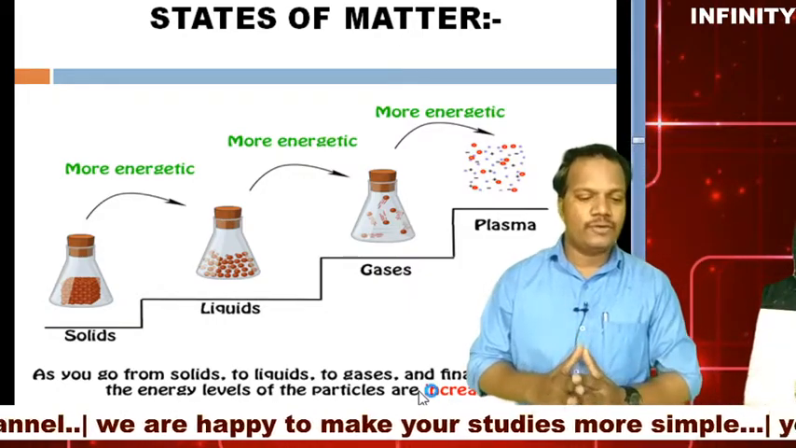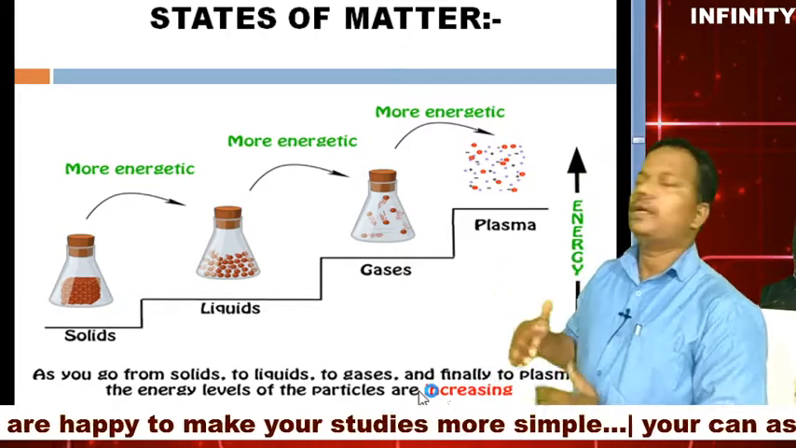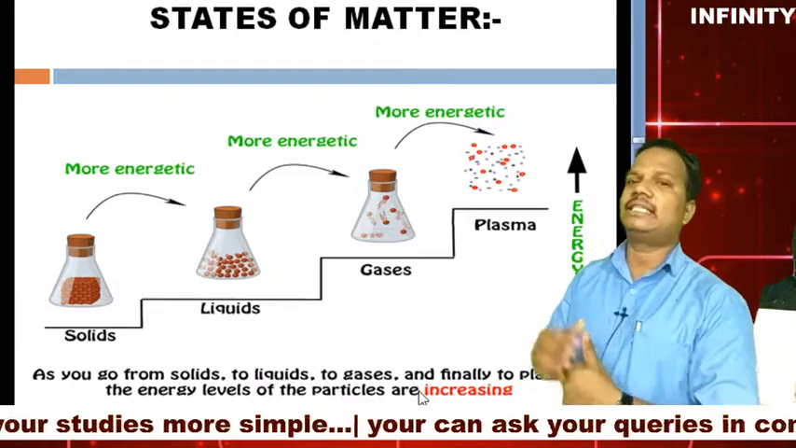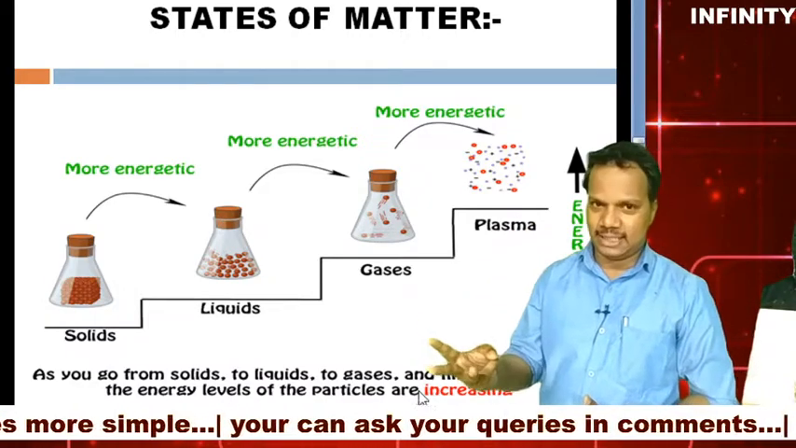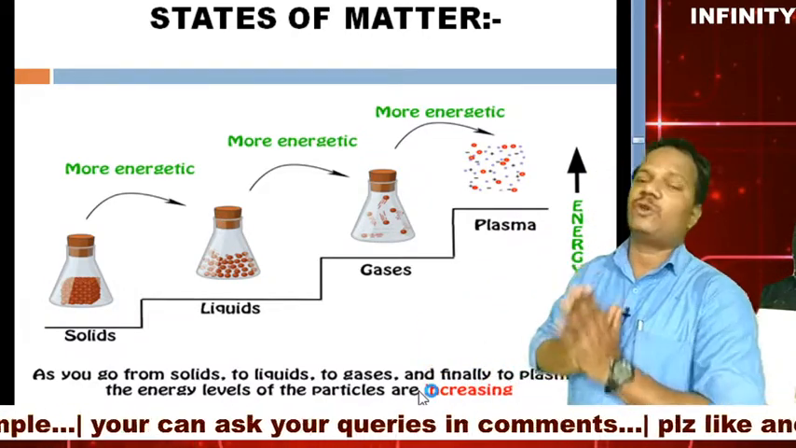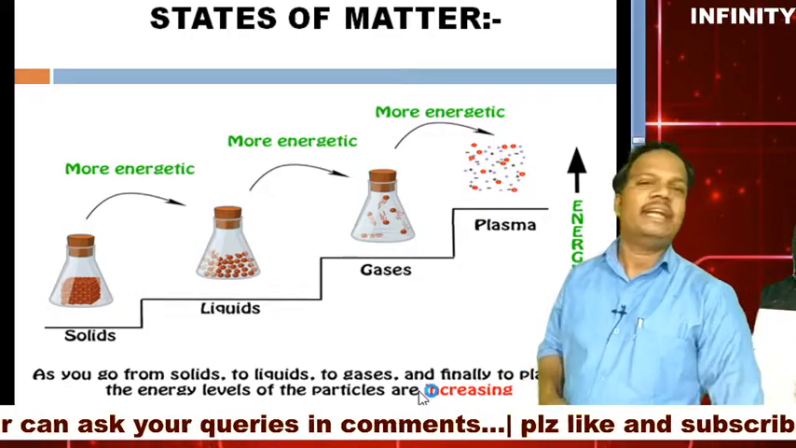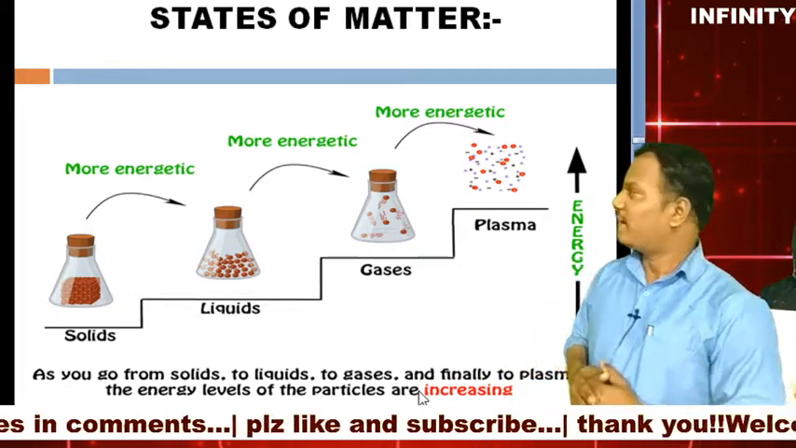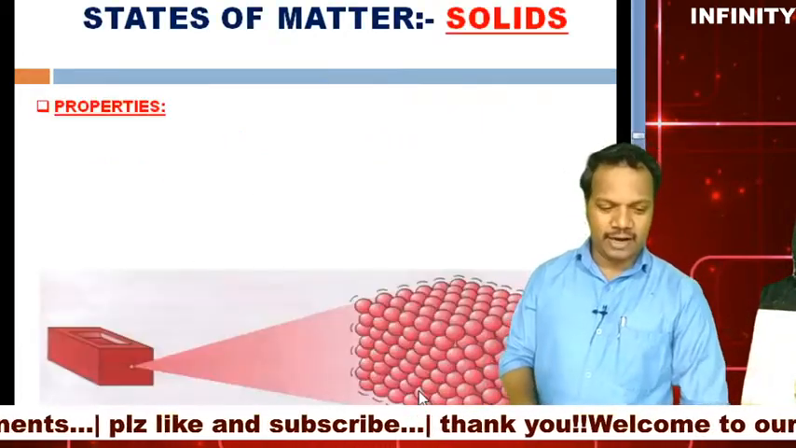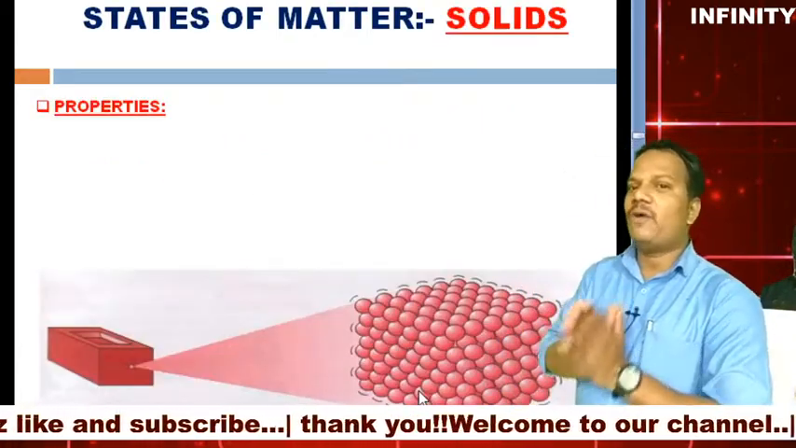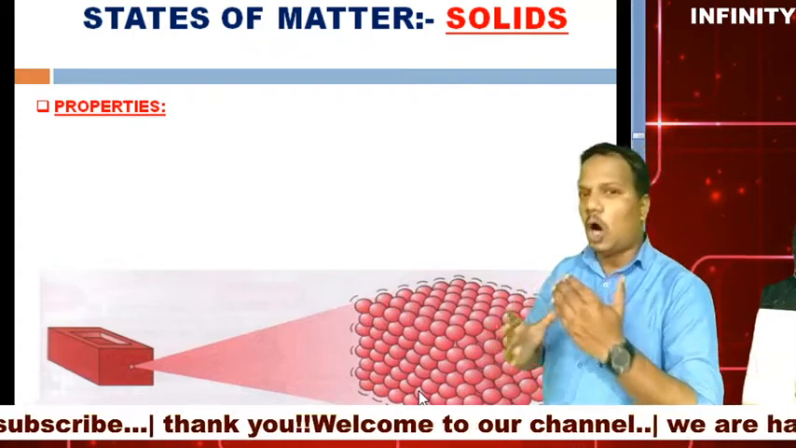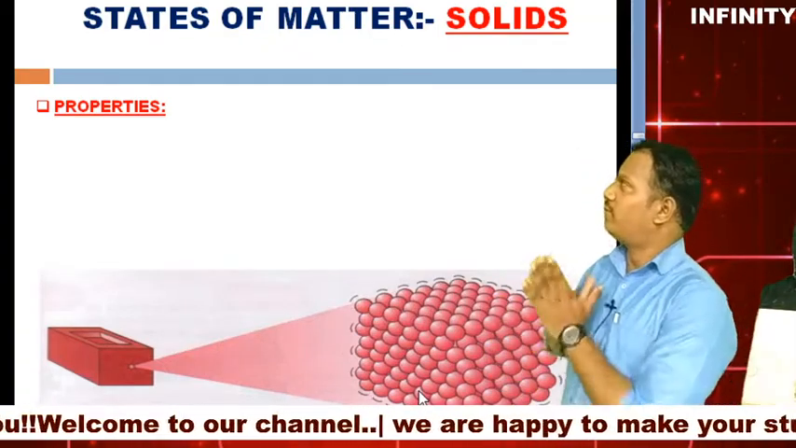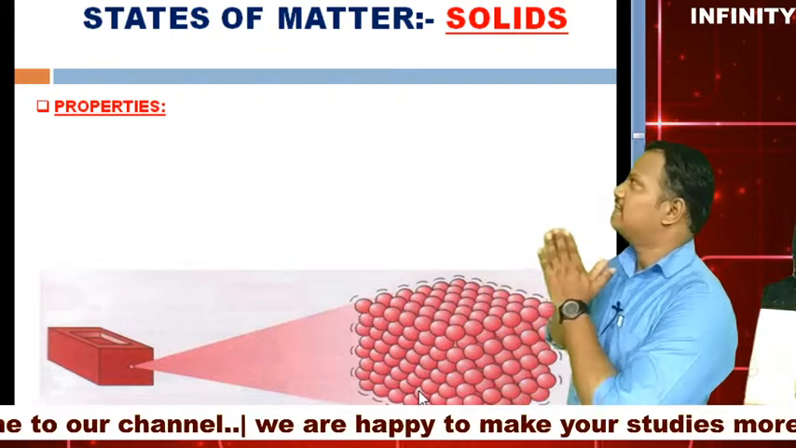Okay, now here we can see on the board that there are three important states, that is solids, liquids and gases. Besides this, there are two more states of matter, that is plasma and Bose-Einstein condensate. Okay, moving to the next topic. Now we are going to learn about all the states of matter separately. So, moving to the first state of matter, called solids.